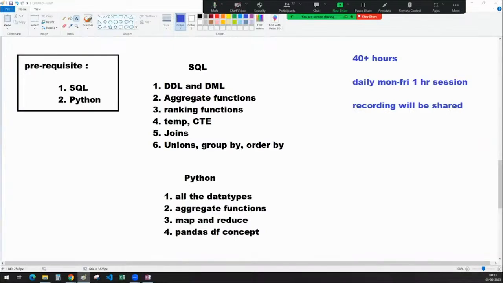Okay. Yeah. Thank you. MySQL or MS SQL, both are the same, all are the same. No worries. Yeah. Okay.